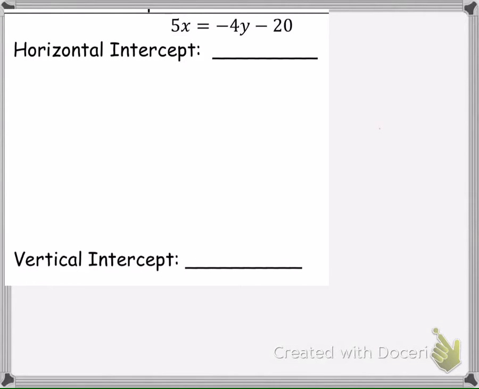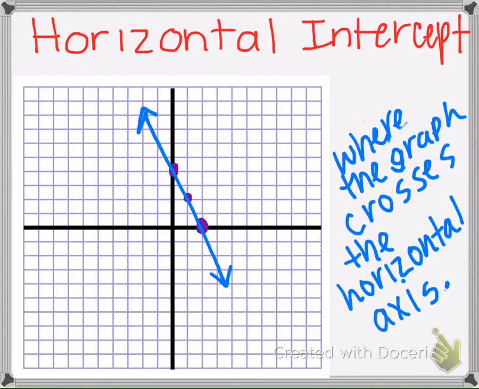In this problem, we are asked to find the horizontal and vertical intercept. So before we do that, let's make sure we understand what that means. The first one is finding the horizontal intercept. That means if we're given a graph, where does it cross the horizontal axis?